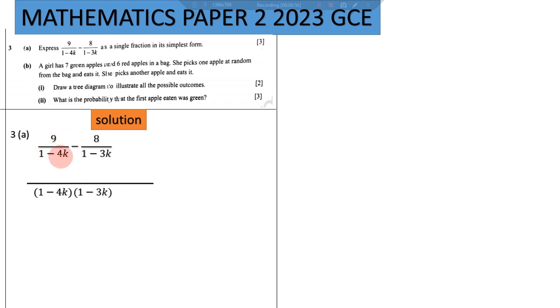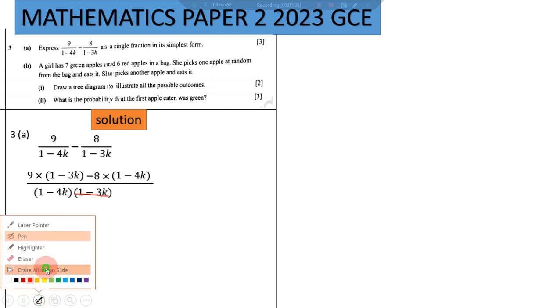So this going into this, we just cancel this value. This into this will remain with this, so we'll multiply 9 times this. We're going to have 9 times 1 minus 3k. The opposite happens on the other side. Here, this into this, we'll cancel this, and then we'll multiply negative 8 times this 1 minus 4k. So they're just swapping there.